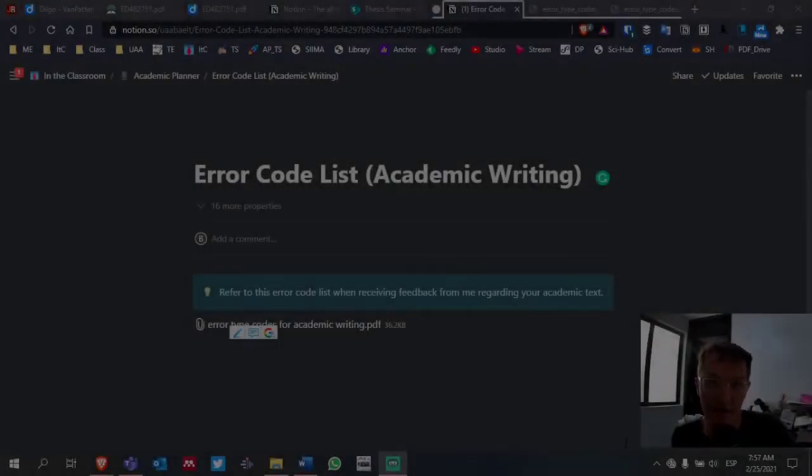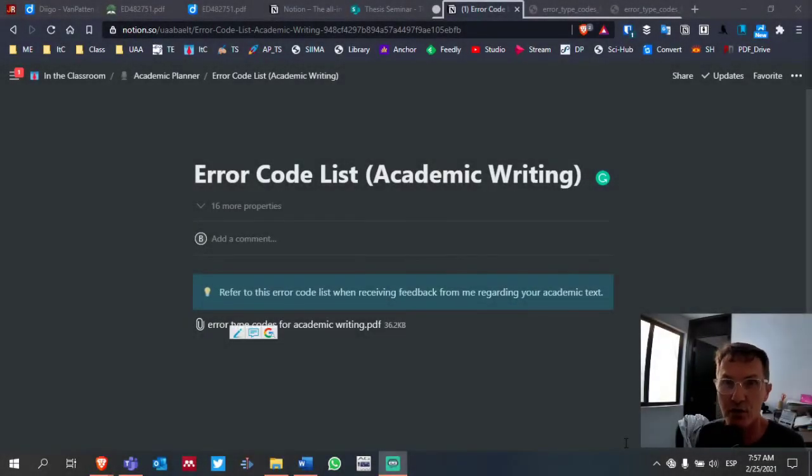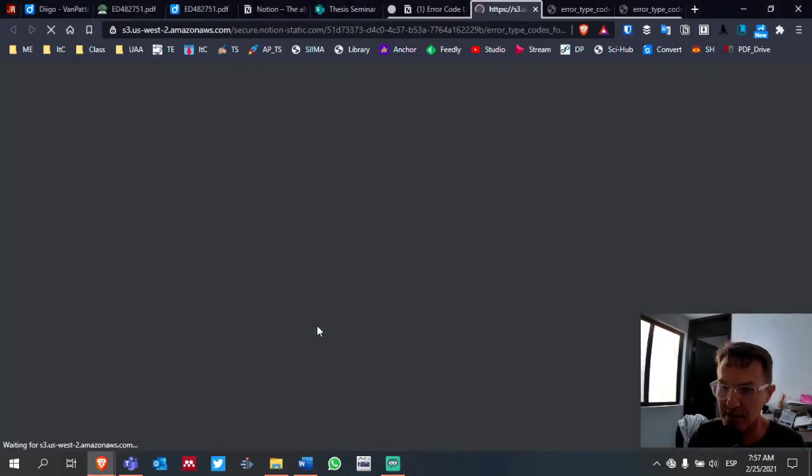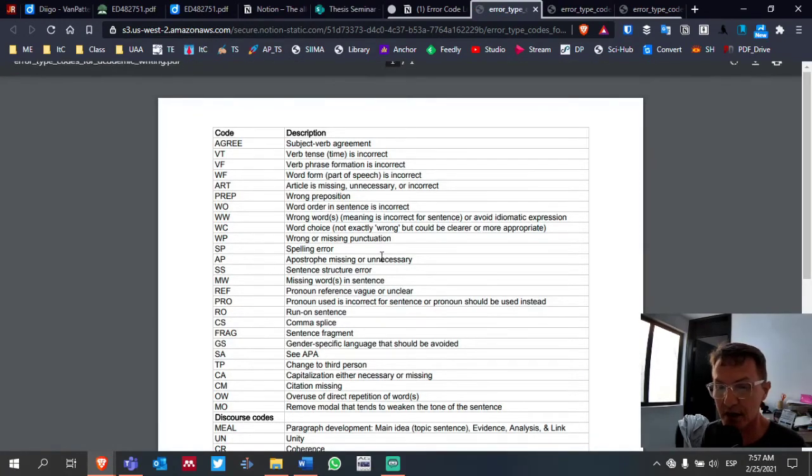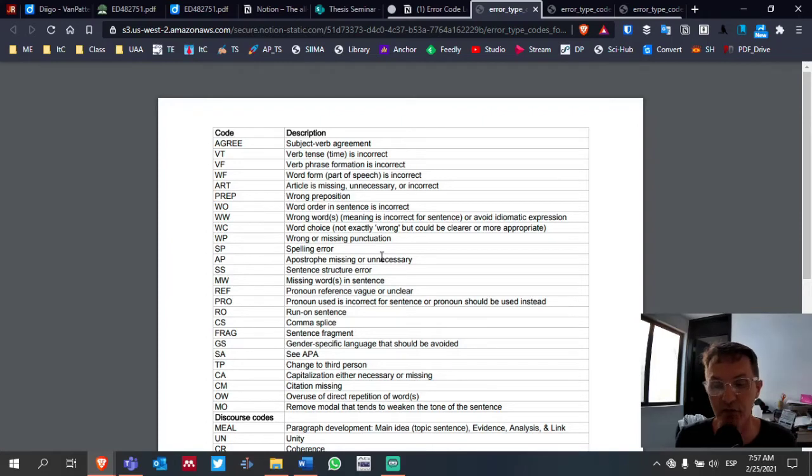For those of you who are taking Thesis Seminar, I wanted to share with you the error code list that can be found in Notion. So if you open up the file that can be found in the Notion page, you'll see a list of the codes. When I go in to leave feedback, especially at the paragraph and sentence level, I probably will be using codes from this list.